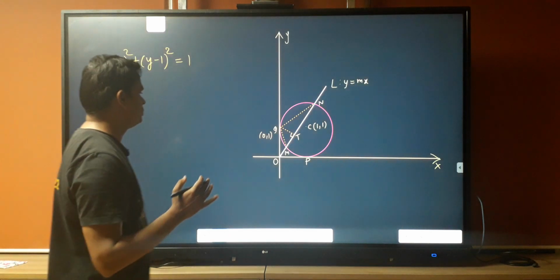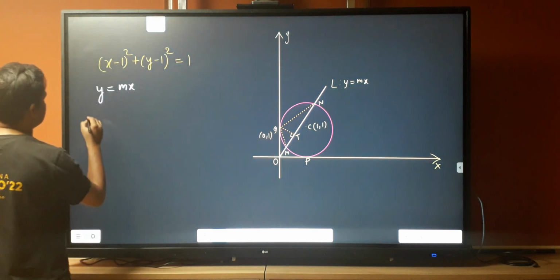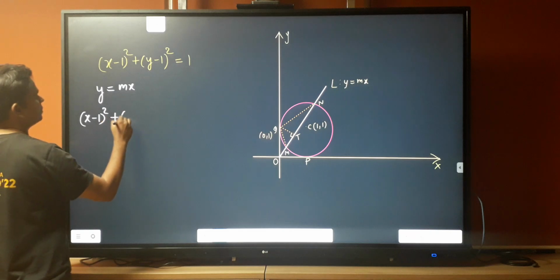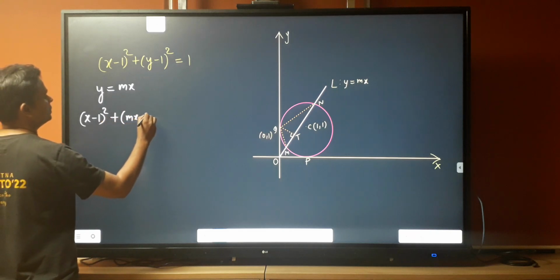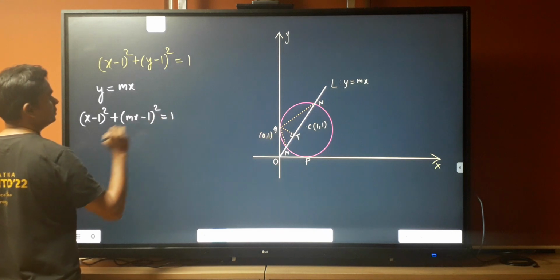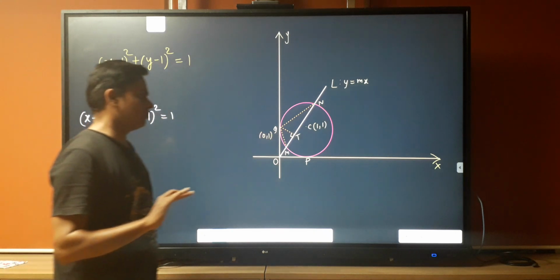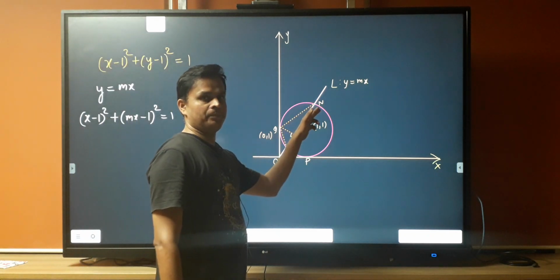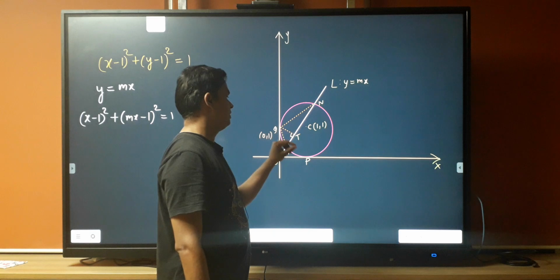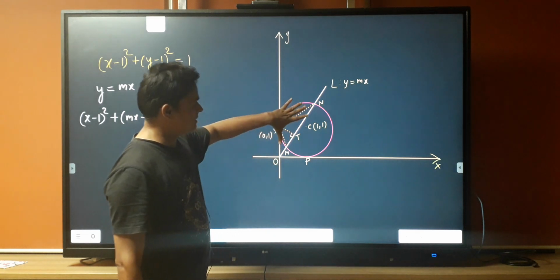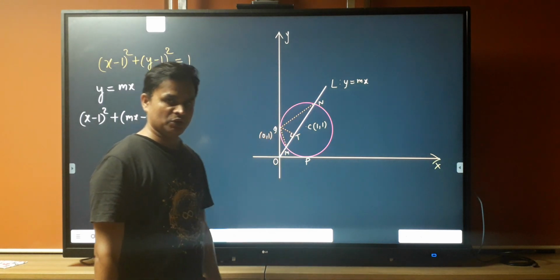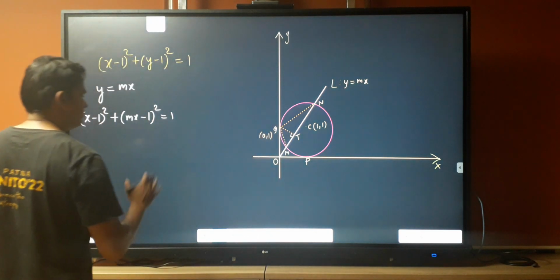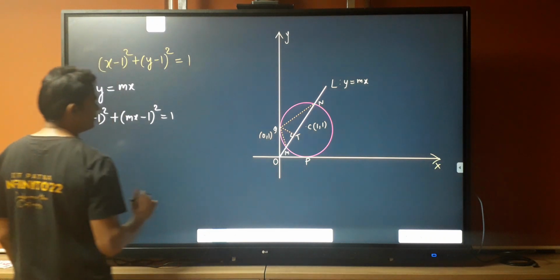I have repeatedly said this concept in class. So let me write: (x minus 1) whole square plus (mx minus 1) whole square is equal to 1. Why am I doing all this? The broader strategy is that I will find the length of MN, I will find the length of QT, and then half into base into height gives the area of triangle MQN, and then I will see how to maximize it. The current thing I need is the length of MN.